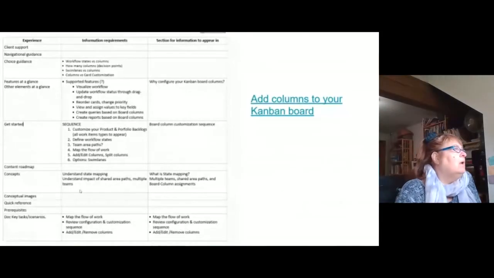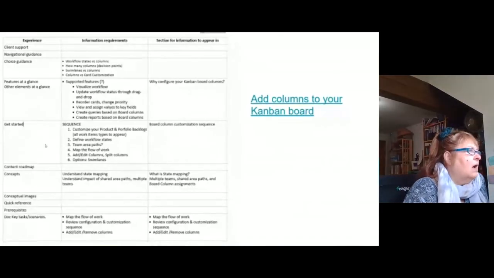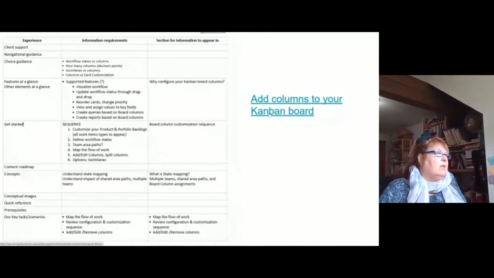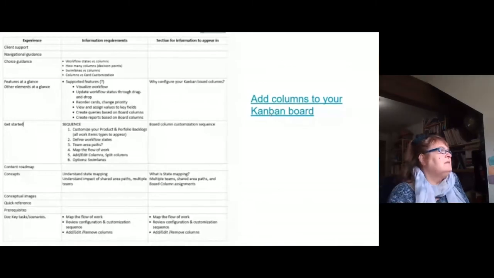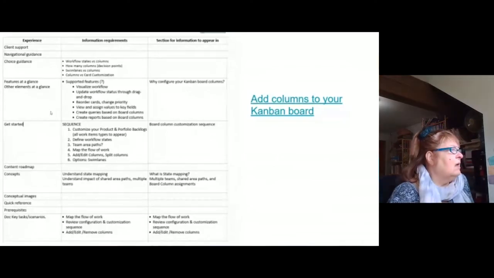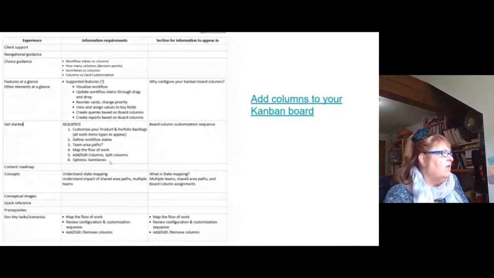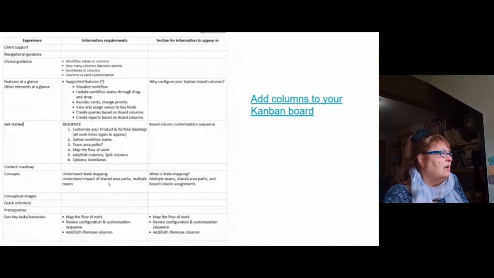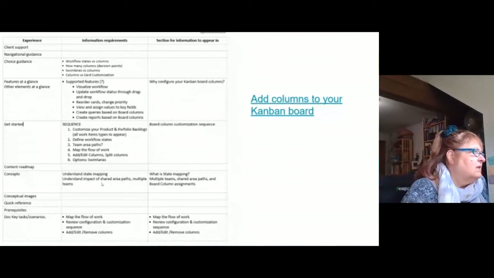So here's an example of one that I did. This was to add columns to your Kanban board. And this is an article I wrote back in 2013. And then I said, well, I want to improve it. And I deconstructed it by saying, well, what's there? And then what might need to be augmented or added. Some things are blank because they're really not needed. But some things, like this sequence, weren't quite there. Understanding state mapping wasn't quite there. So this gives you an idea.